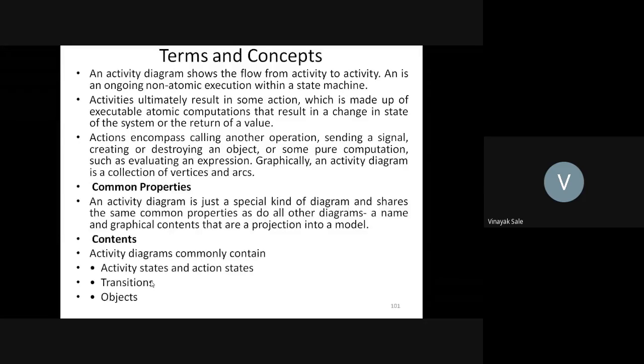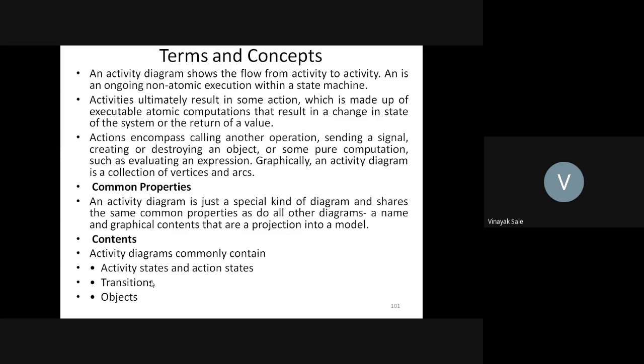It is ongoing non-atomic execution within a state machine. Activities ultimately result in some action which is made up of executable atomic computations that result in a change in the state of the system or the return of a value. Actions encompass calling other operations, sending a signal, creating or destroying an object, or some pure computation such as evaluating an expression. Graphically, an activity diagram is a collection of vertices and arcs.